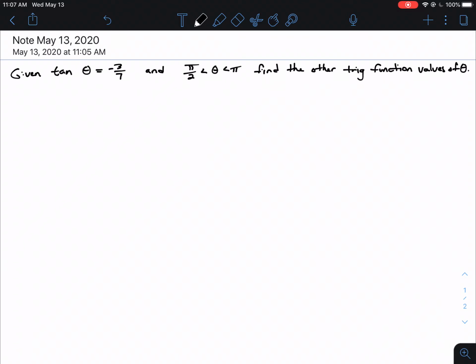All right, well, I had a question on number 2 on the homework on Big Ideas Math for Intro to Trig Identities. So I'm going to go ahead and work through that problem, and that way, for those that had questions on this problem, hopefully this will help you get through it.